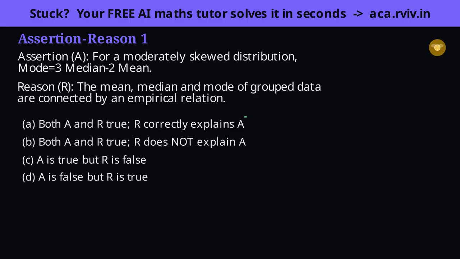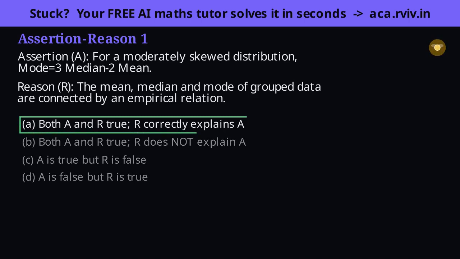The assertion is the empirical relation itself, mode equals 3 median minus 2 mean, true. The reason says the 3 averages of grouped data are tied by an empirical relation, also true. And crucially, that empirical relation is the exact rule the assertion states, so the reason is the very explanation behind it. Both true, reason explains assertion, option A.